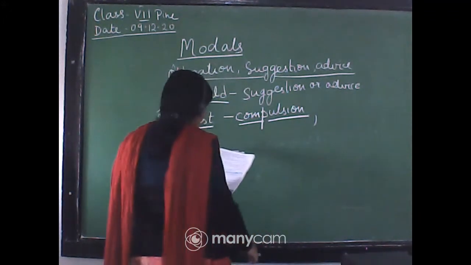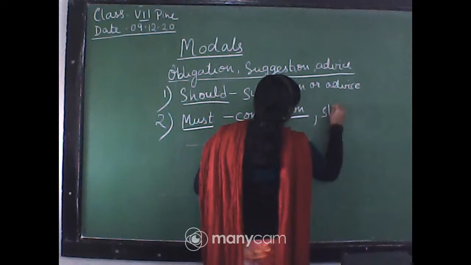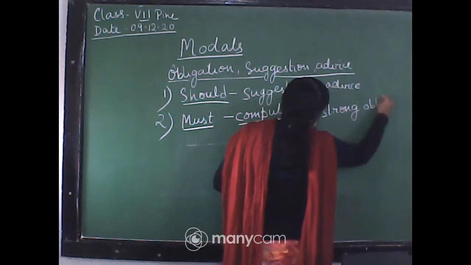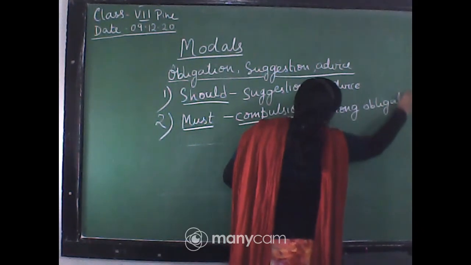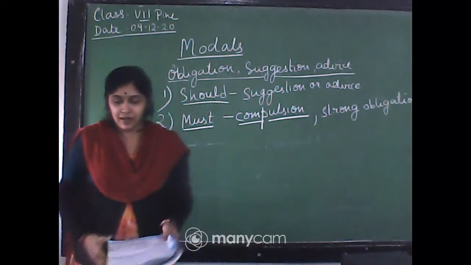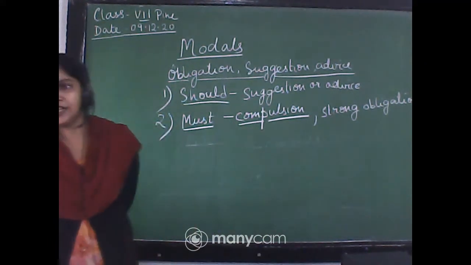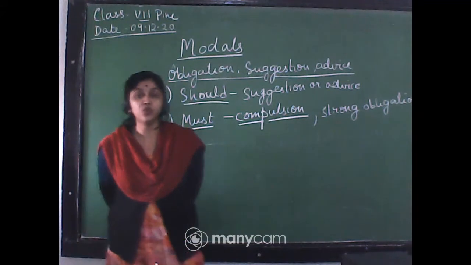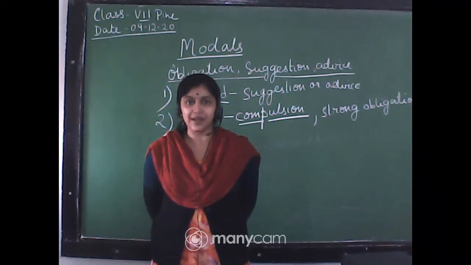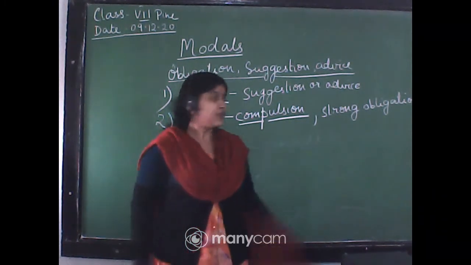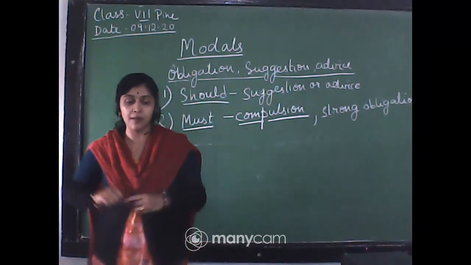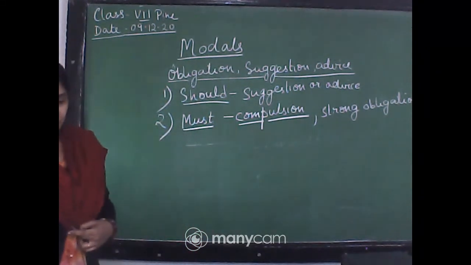Must also suggests strong obligation. Obligation means something you are obligated to do, something you are bound to do. Like, you must not treat the street animals in a cruel manner. I am talking about an obligation. I am talking about something you should not do, and I am talking about it in a very strong manner. So strong obligation can also be suggested by using the modal must.